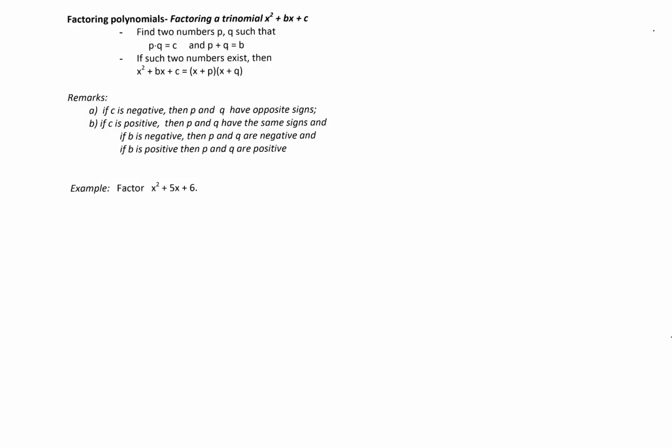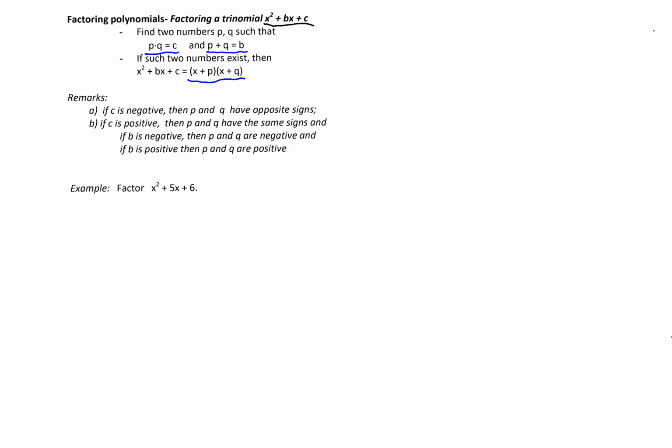A quadratic polynomial of the form x squared plus bx plus c is one of the easiest polynomials to factor when the coefficients b and c are integers. If such a polynomial can be factored, then the factorization is of the form (x plus p) times (x plus q), where p and q have to satisfy two conditions. P times q has to be c, and p plus q has to be b.